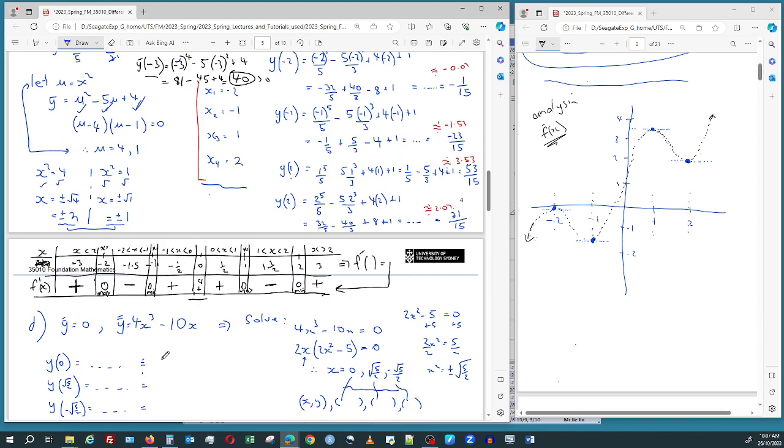So for 1, it's 1. For the positive root 5 on 2, it's 2.7, approximately. And for the negative root 5 on 2, so now we've got our pairs. So we've got 0, 1, and so on. So I'll let you finish those off.